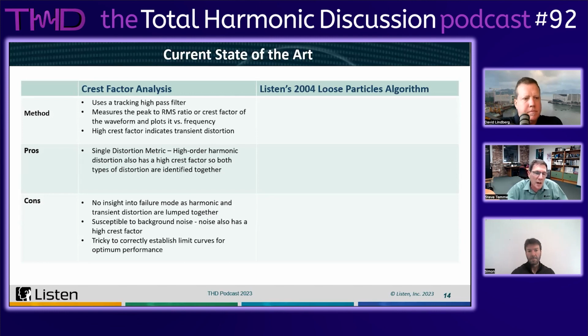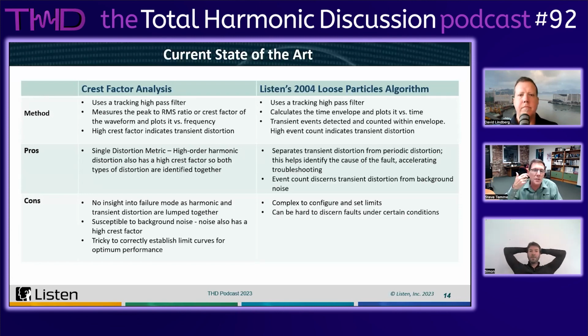The other problem is background noise also tends to have a high crest factor. I mean, random noise is typically 20 dB. So we're also going to get false rejects due to factory background noise. That's no good. And of course, the limits are tricky too, because they change versus frequency. There's none of this normalization being applied to the loudness. So what we did back in 2004 is we said, well, let's do it a little differently.